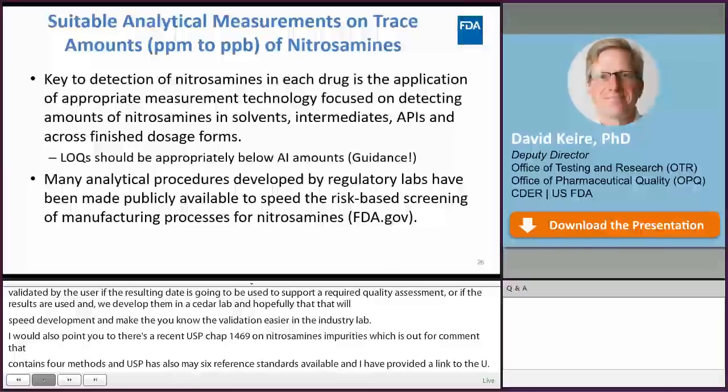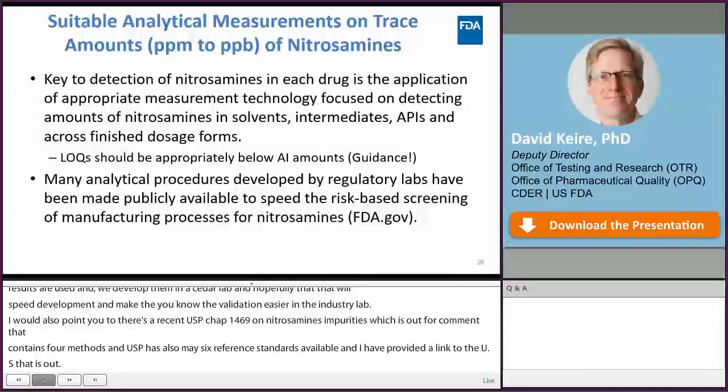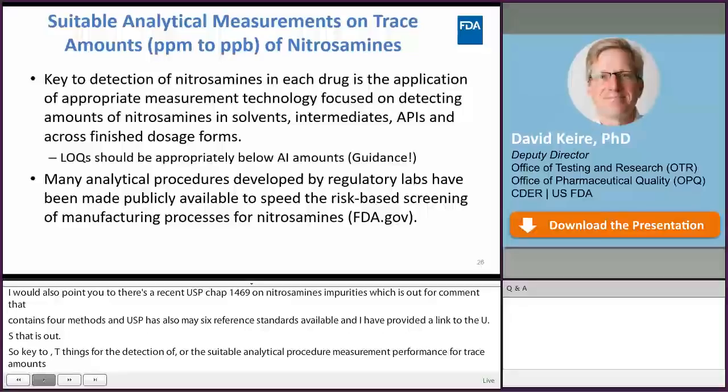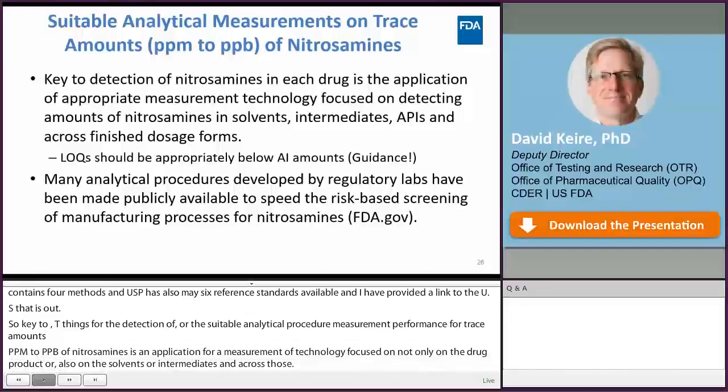So key things for the detection: the suitable analytical procedure measurement performance for trace amounts, in the parts per million or parts per billion, of nitrosamines is the application of appropriate measurement technology focused not only on the drug product or drug substance, but solvents and intermediates across finished dosage forms. And LOQs should be appropriately below the AI, and that's touched upon in the guidance. They have to be sufficiently sensitive to establish absence, or amounts when you do have them present.